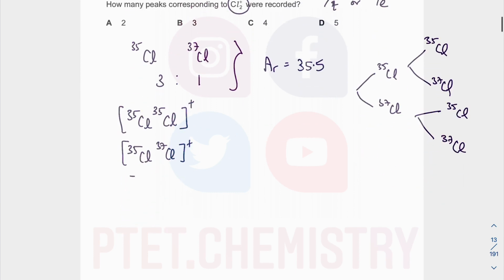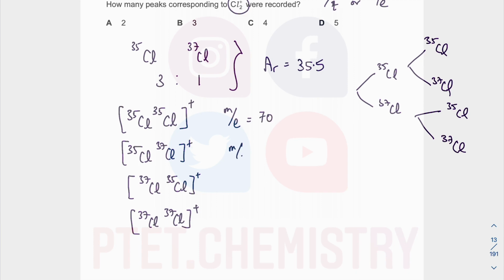which actually incidentally gives you the exact same mass as 37 Cl and 35 Cl. And the other one will be 37 Cl, 37 Cl. So that gives you 70. Well, I mean, the mass over the charge gives you 70. The mass over the charge gives you 72. This is the one that I said will overlap because they have the same mass.